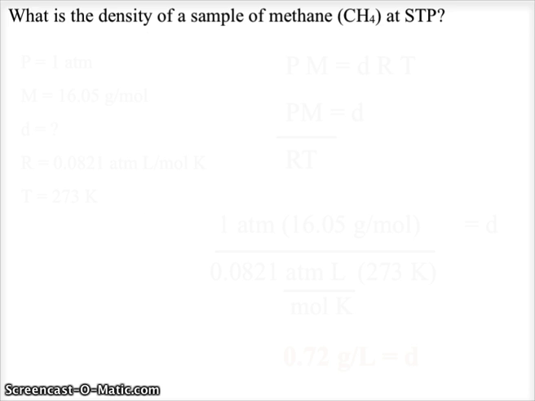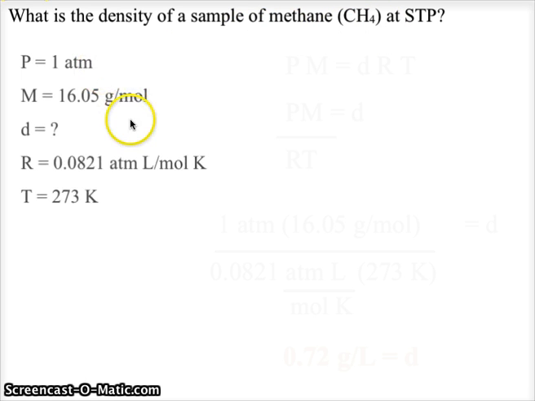So let's look at another example problem. What is the density of a sample of methane, CH4, at STP? So once again, we list our values: 1 atmosphere, pressure at standard temperature and pressure. 16.05 is the mass of methane. Carbon is 12 and hydrogen is 1.01. So there are 4 of them, so that gives us a mass value of 16.05 for the gram formula mass or molar mass of methane. We are looking for the density.